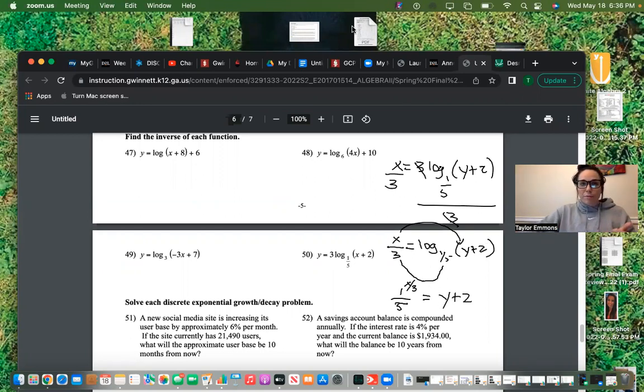So how I got that, for my visual people, is I started here, I went to my outside, I finished over here. Notice how that's the order that I wrote it in. Now we want that y by itself, so we're going to subtract 2 on both sides. And so our final answer is going to be written out as y equals 1/5 raised to the x divided by 3 minus 2.